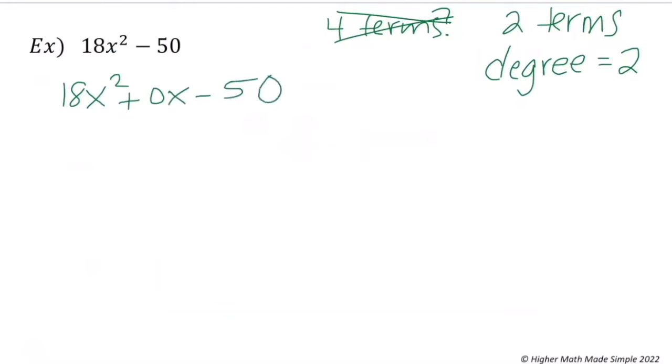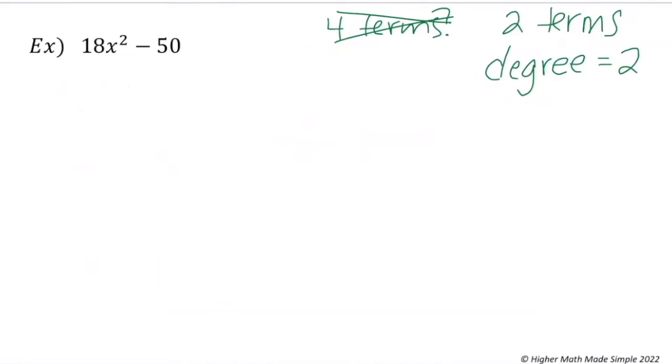We can do this. So if you really wanted to, you can absolutely do the other methods, right? You can do the a times c, 18 times -50, and do the factor tree and so on. But hey, that's quite the large number there. So there is a very much easier way to do this.